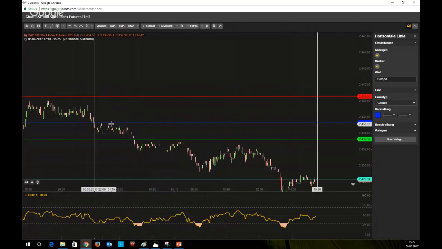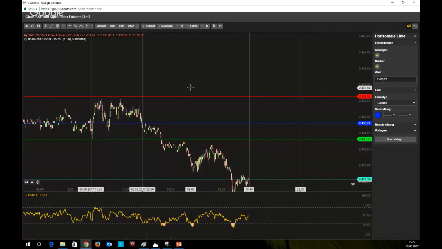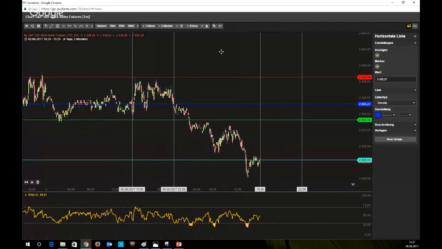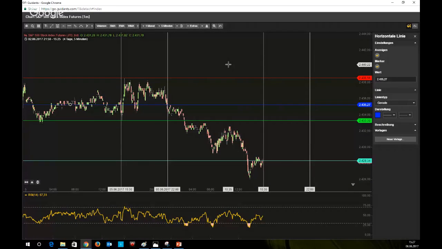So I'm sorry, not from Friday, from yesterday. So that's something we have here. And now this is in fact what I'm looking at right now. To formulate my trading setup, we have to wait a little. This is something I have to add here.